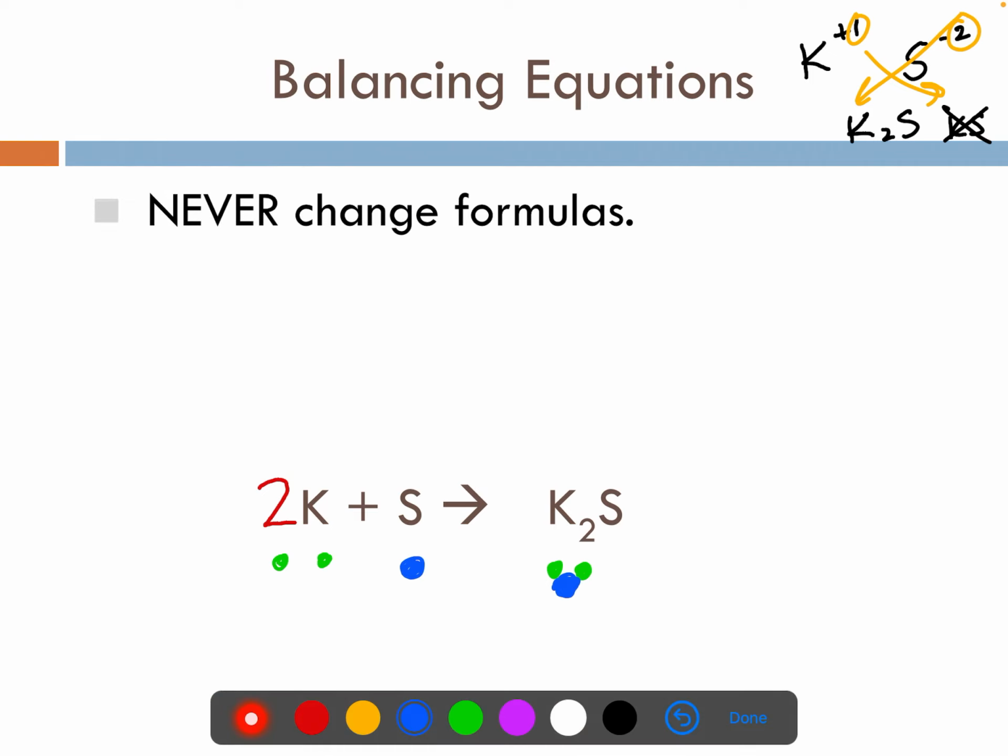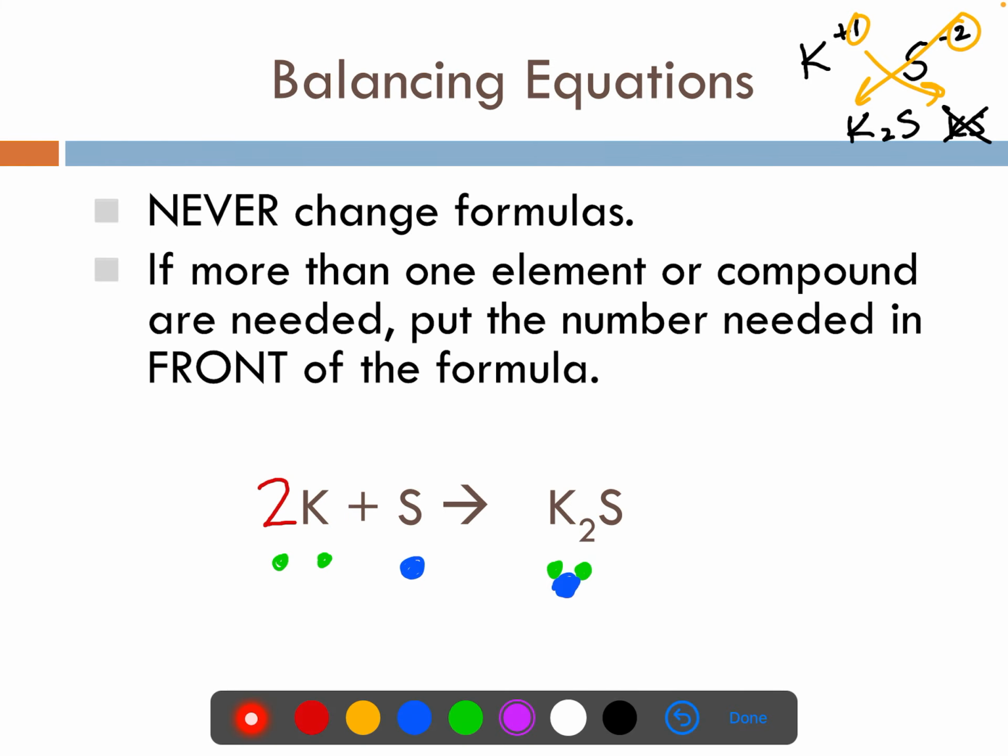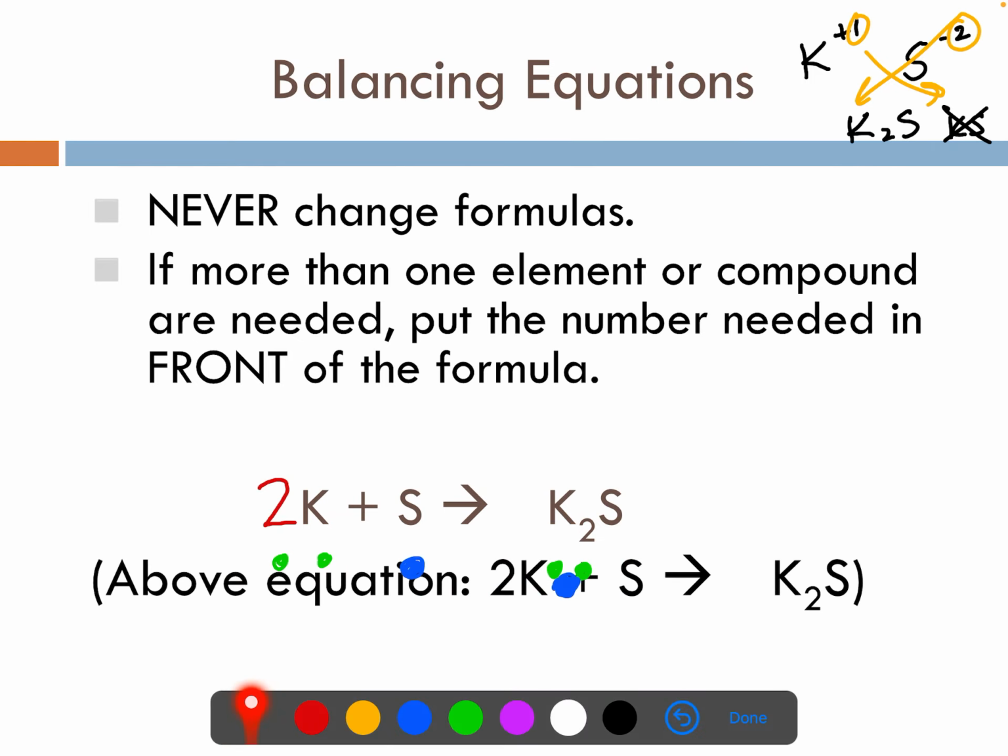You never, ever, ever change the formulas. What you cannot do is add a 2 down there. That would change the equation. You never change the chemical formula. If more than one element or compound is needed, put the number needed in front of the formula. That's called the coefficient. So the above equation is 2K plus S yields K2S. And if we read that, it's 2 moles of potassium plus sulfur yields potassium sulfide.